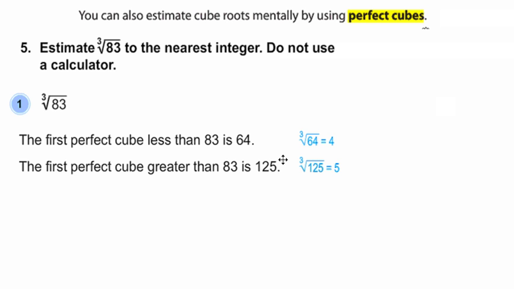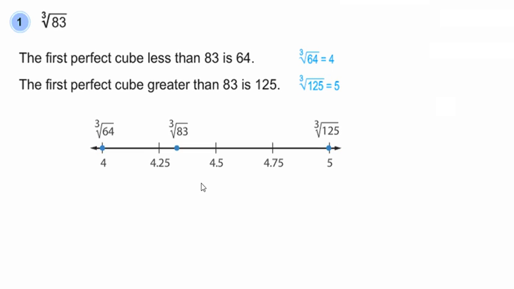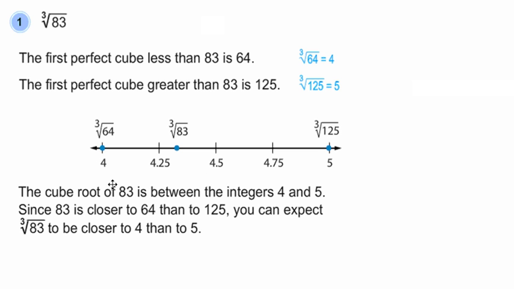Again, we can think about it using the whole numbers before we start graphing, but is 83 closer to 64 or 125? So here I'm going to graph it really quick. This is my 4 cubed and this is my 5 cubed. Here is a number that's going to equal the cube root of 83. And if you see the distance, it is closer to 4. So we would just say the cube root of 83 is closer to 4.